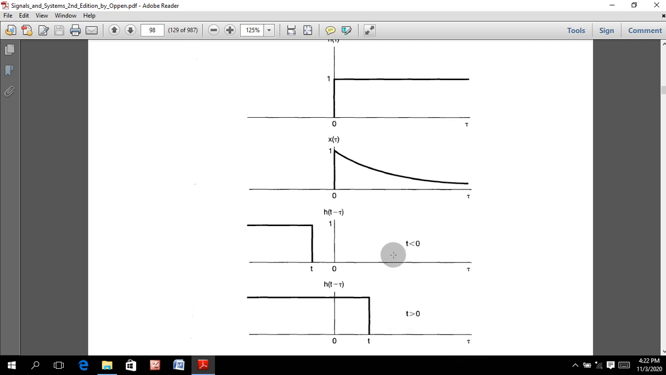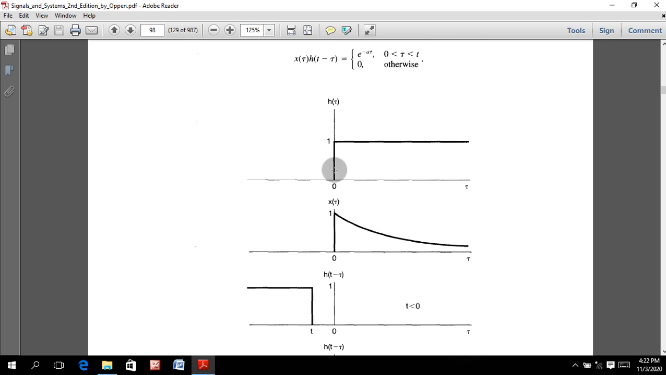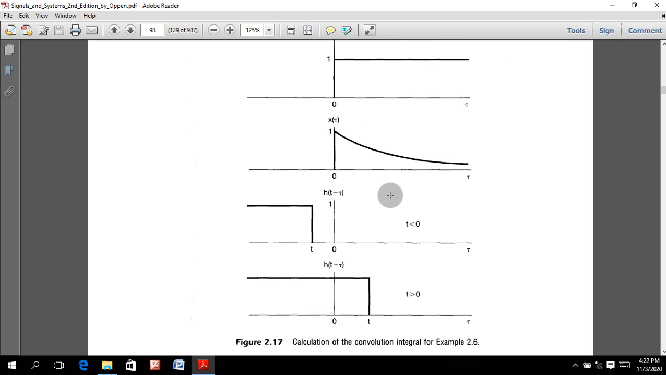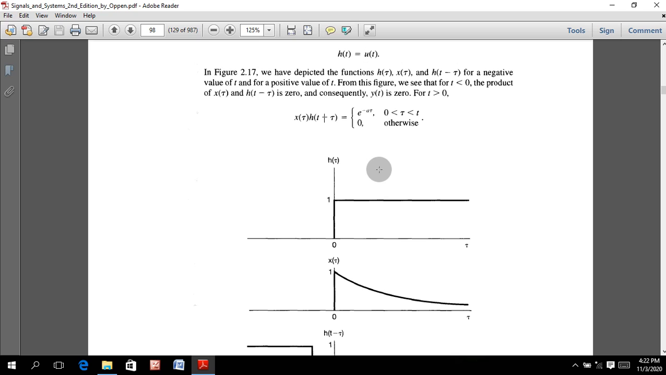t greater than 0 and t less than 0. These are the input signal, and this is the impulse response. Now if we multiply them, we will get this specific result. So how will we get that? We will consider the mathematical representation as well as the graphical representation. We will start with the mathematical representation.